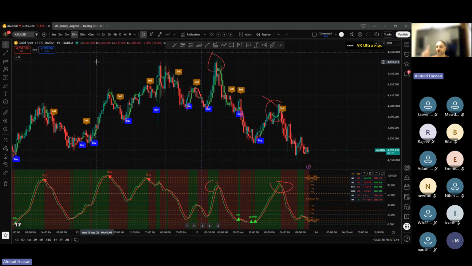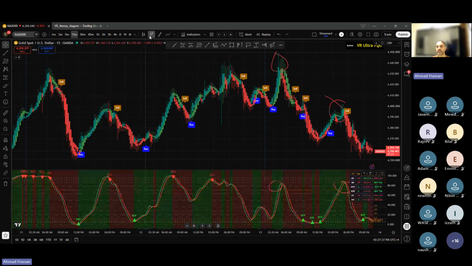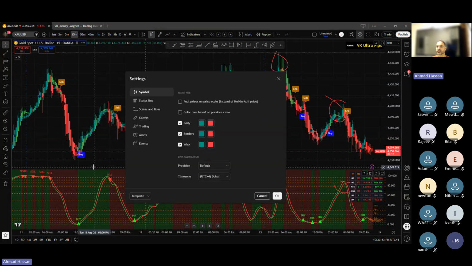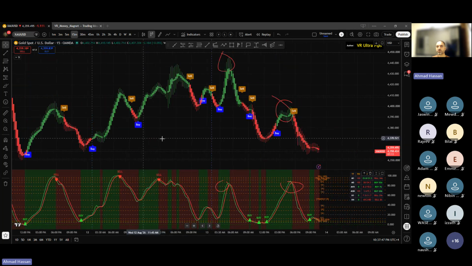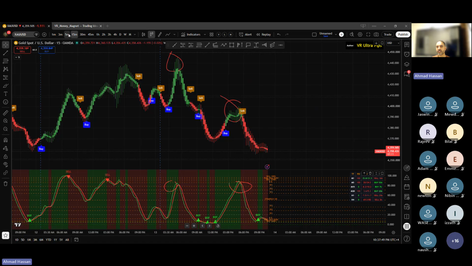For this, one thing you have to do is remove your candles. First, go to the Heikin-Ashi candles and click on Heikin-Ashi candles. Then go to this area, gold spot, click on this, go to the settings and switch off body, borders, and wicks. And now you see it gives you so nice, clear moves.